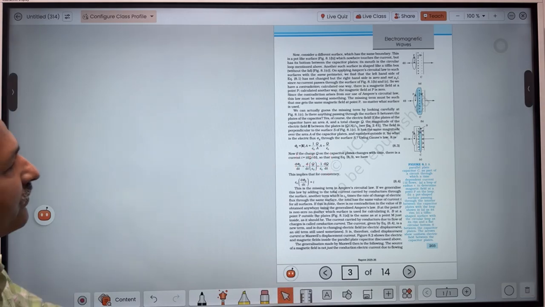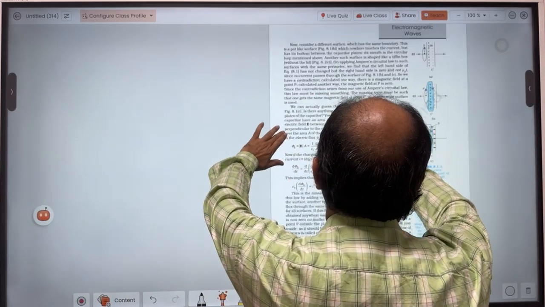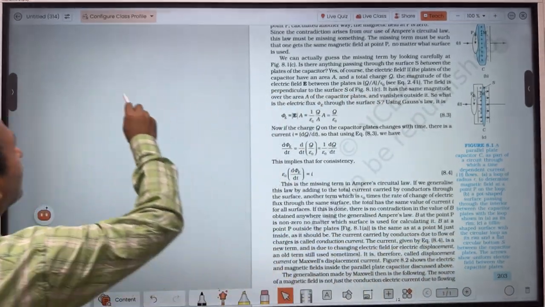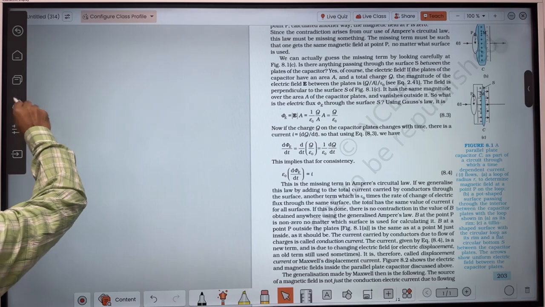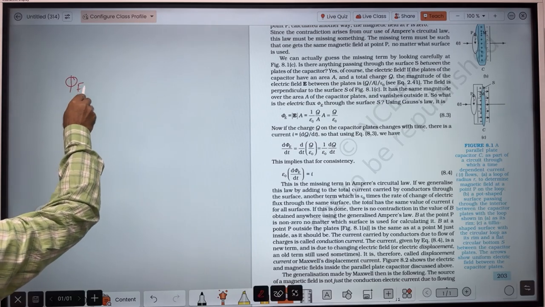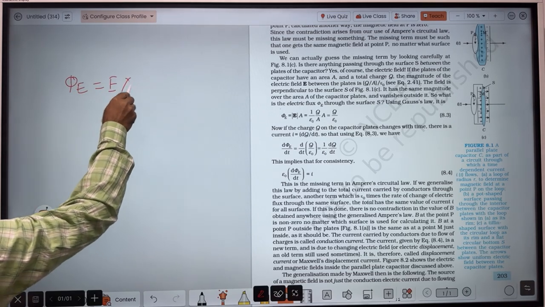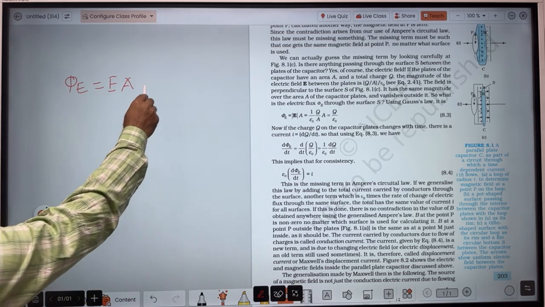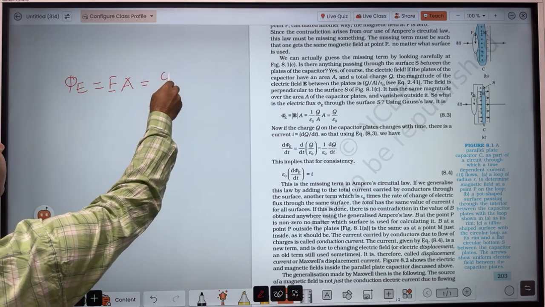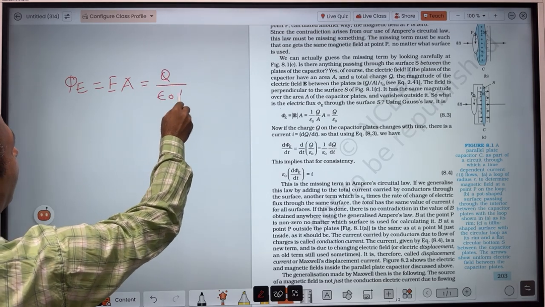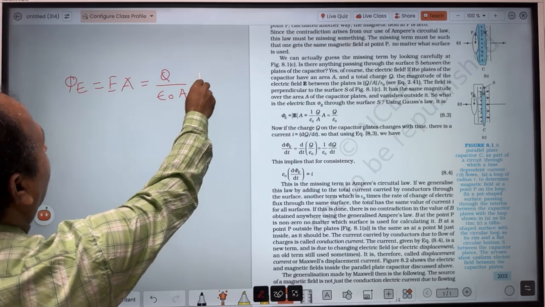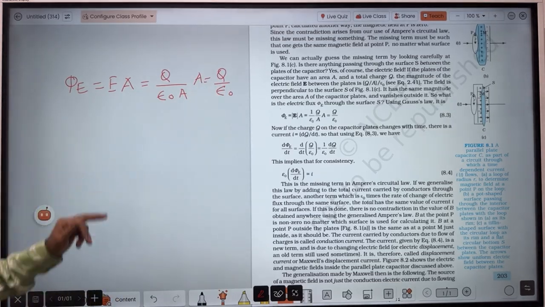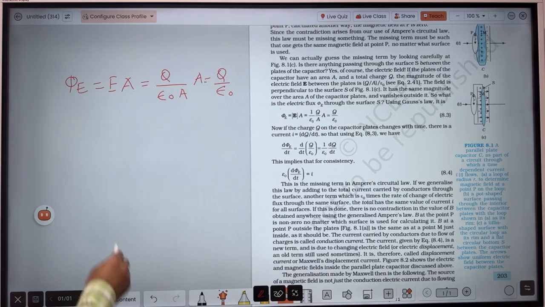So here we are going to see that IC equals ID. If you remember, phi E equals EA cos theta, here theta is taken to be 0 degrees, which can also be written as Q upon epsilon naught A times A, which is Q upon epsilon naught. This is Gauss theorem, if you remember.